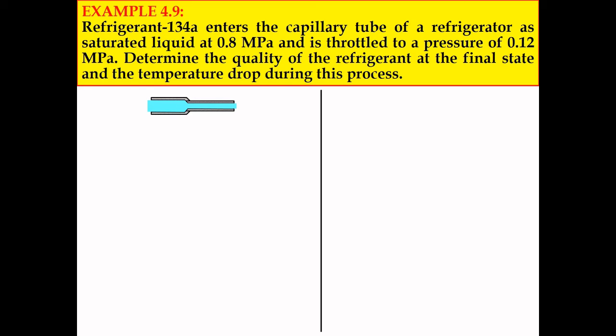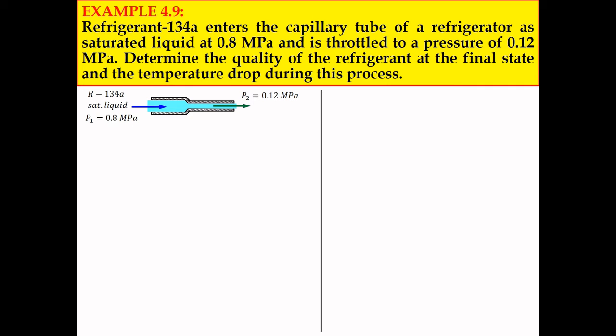Okay, first draw the schematic diagram for the capillary tube. So we have different diameters of the capillary tube. At the inlet, the substance is R134a, and the phase at the inlet of the capillary tube is saturated liquid, and the pressure given for P1, state number 1, is equal to 0.8 megapascal. Okay, so the initial state refers to state number 1, the state at the inlet, and the final state refers to state number 2, the state at the outlet.